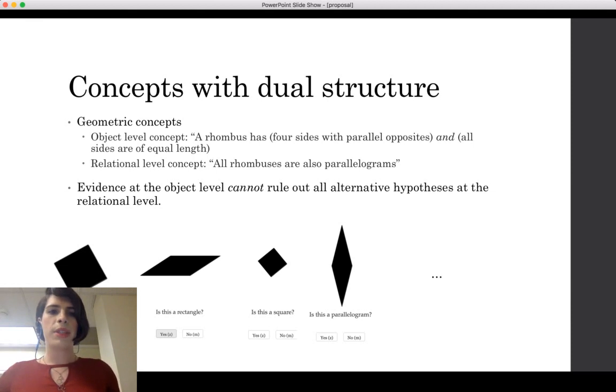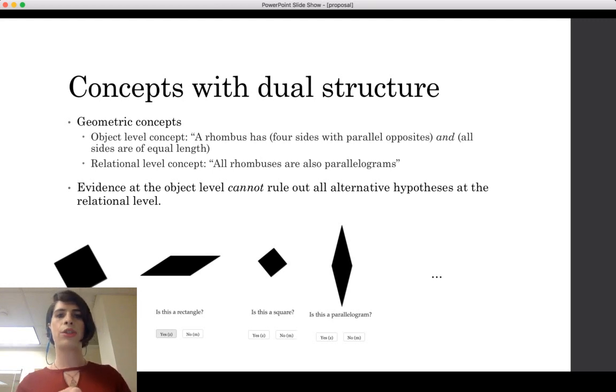So in the experiments that follow, I will discuss geometric concepts that I believe have structure at both the object level, which roughly corresponds to Boolean expressivity, as well as the relational level, which roughly corresponds to first order logic expressivity. Relational and object level concepts have been studied extensively on their own, but I'm going to be looking at how those different concept structures actually interact.